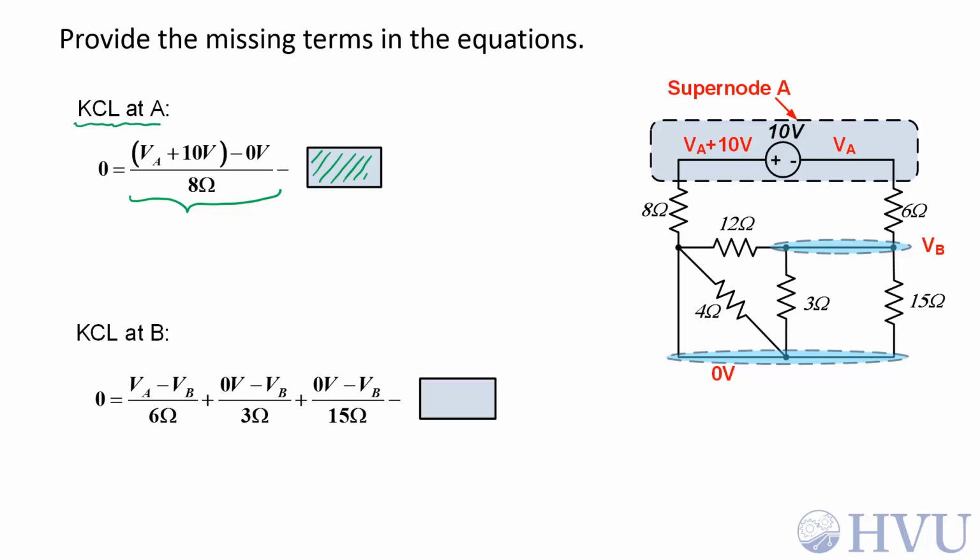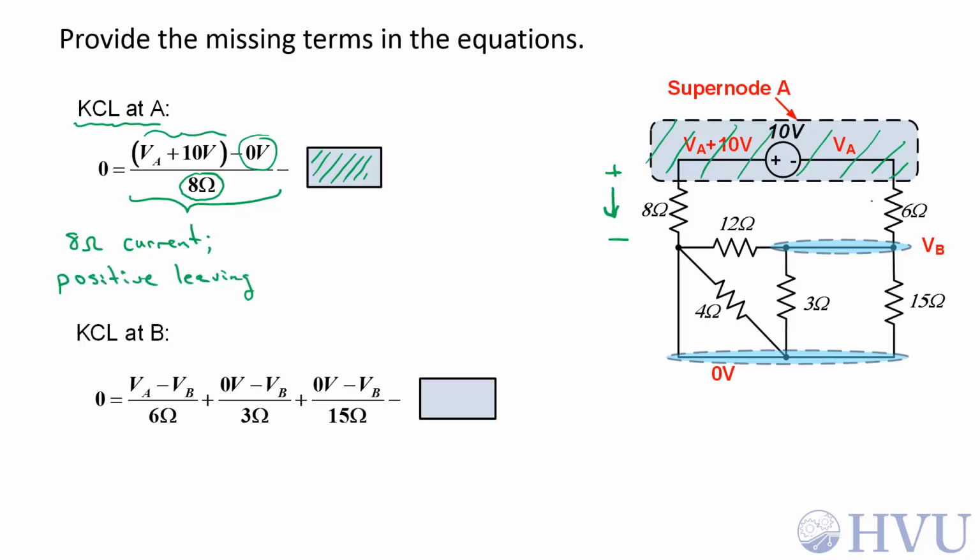So in KCL at A, that's this supernode, we have an 8 ohm resistor current here. The positive terminal is VA plus 10 and the negative terminal is 0 volts. So this corresponds to this sign convention across the 8 ohm resistor. Since we have to follow the passive sign convention, that means that current is in this direction. So positive current corresponds to current that's leaving the node for this term. So this is the 8 ohm current, and its sign convention is that positive is leaving the node.